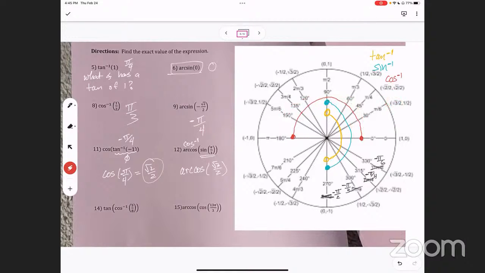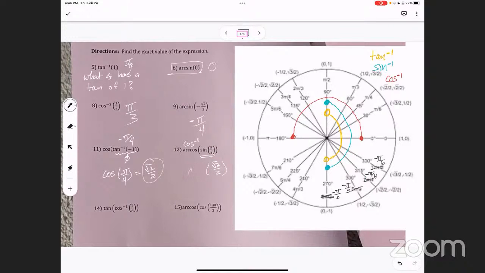I think maybe you said it wrong. Oh, I see what you're looking for now. Okay. What did you say? I was saying 1/2, but no, I see what you're saying. So you're saying the positive, so it's gonna be pi over 6. That's right.